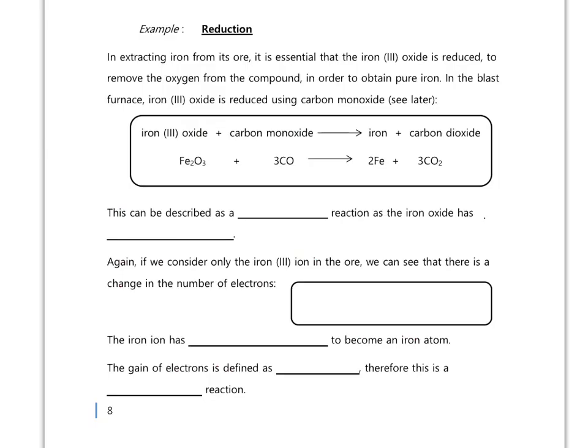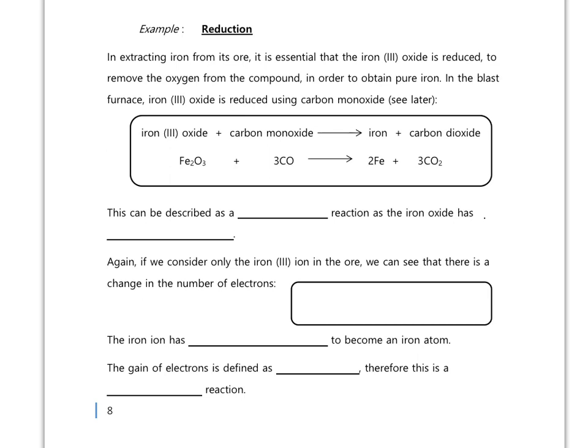Let's have another look at this idea of oxidation or reduction reactions in terms of electrons. And this time we're going to look at a reduction reaction. This is a reaction that we're going to study in greater detail at the end of this topic when we look at something called the blast furnace. The blast furnace is how we industrially extract iron from its ore. And iron is obviously a very useful metal, so it's a really important process. But this equation represents the process that happens in that blast furnace.